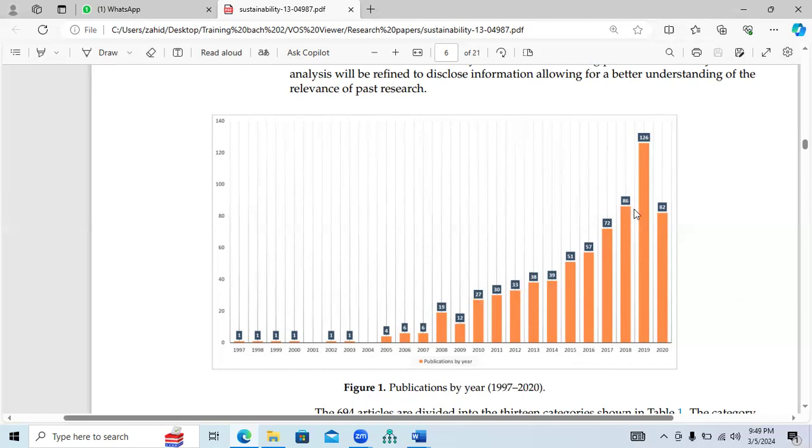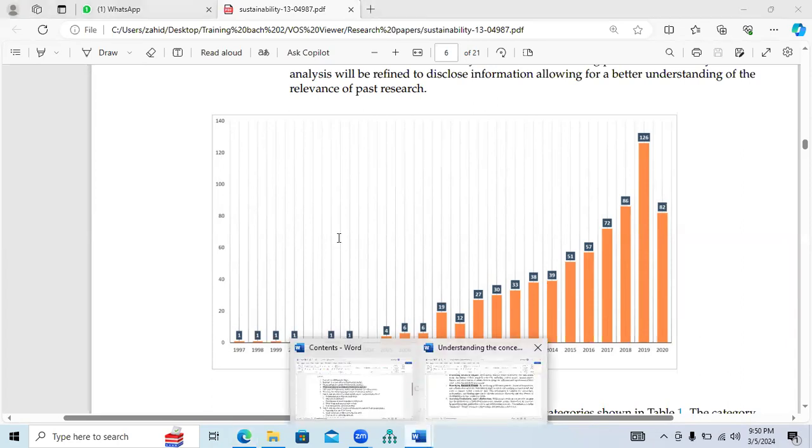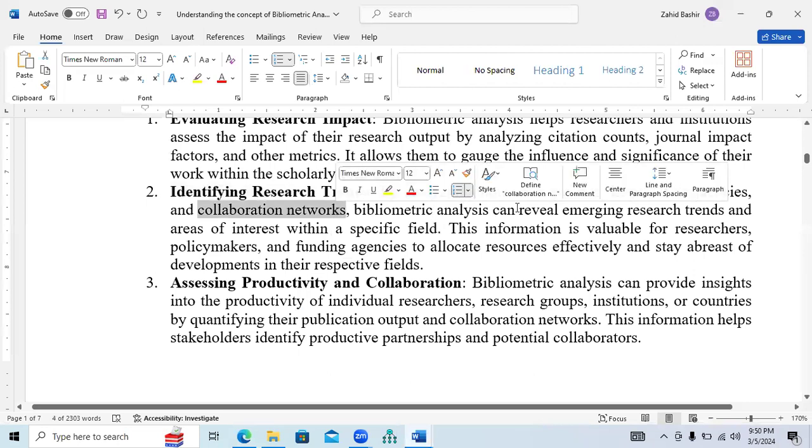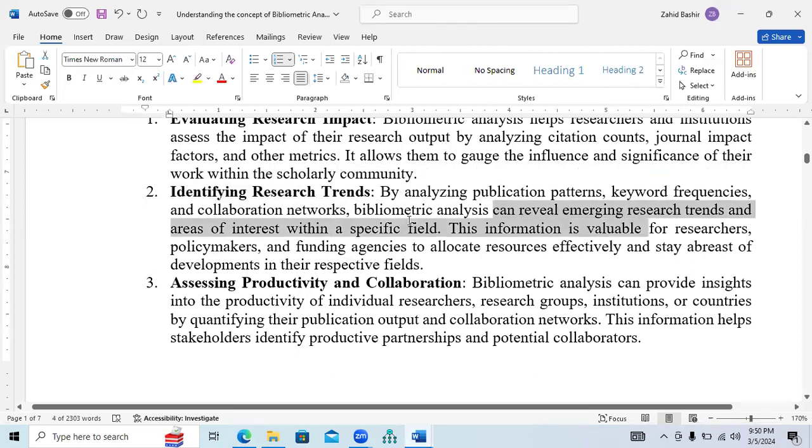If this trend is showing a negative or decreasing trend, it means this area does not have the potential to undergo research. So bibliometric analysis will let you know whether a particular area has the potential to increase research or not. By publication patterns, keyword frequencies, and collaboration networks, bibliometric analysis can reveal emerging research trends and areas of interest within a specific field. Next is assessing productivity and collaboration.